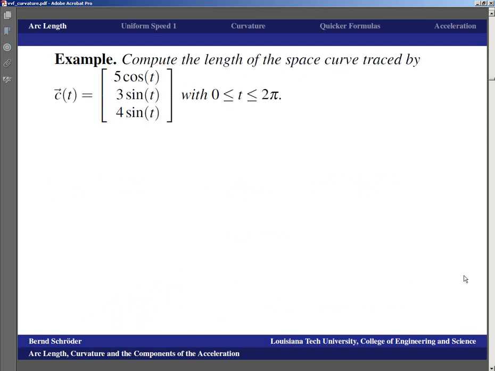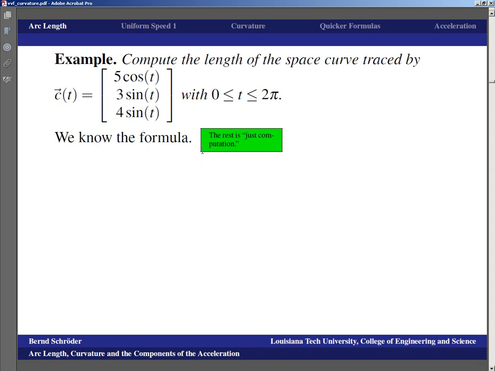Let's take a look at an example. We want to compute the length of the space curve traced by c of t being 5 cosine t, 3 sine t, 4 sine t, where t is between 0 and 2 pi, which means this curve, because we've got cosine and sine combined, will not retrace its steps. At the end it's back at the starting position, but that doesn't change the length because we have only overlap in one point.